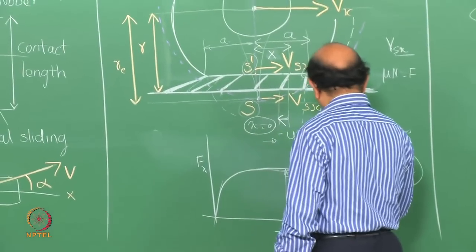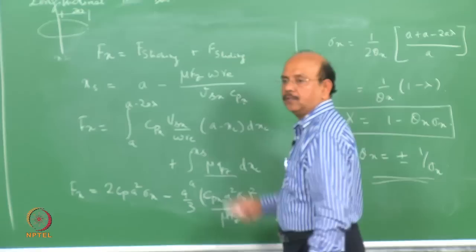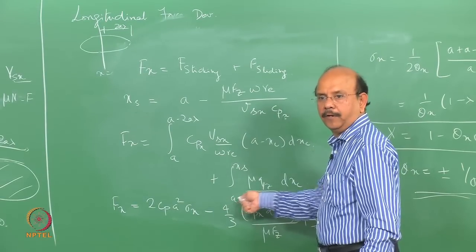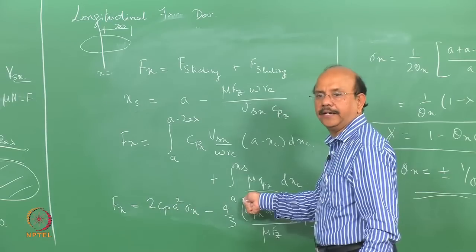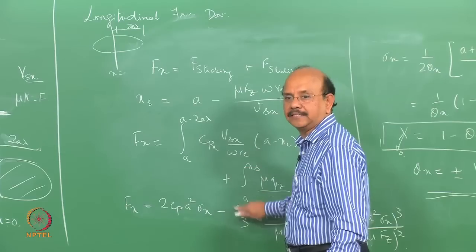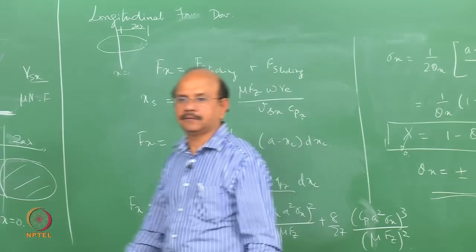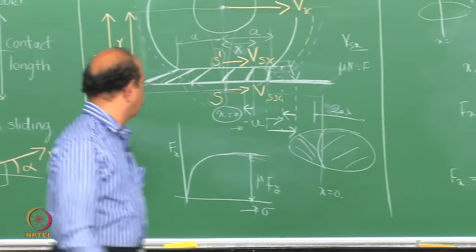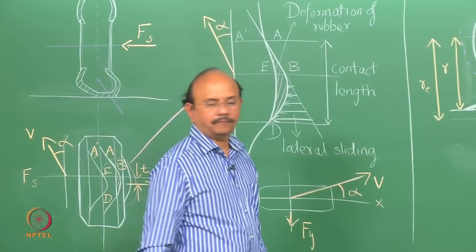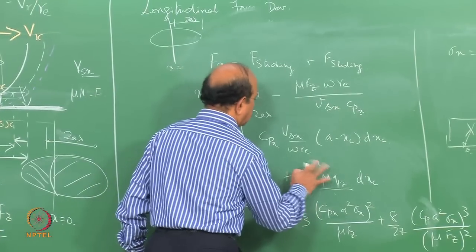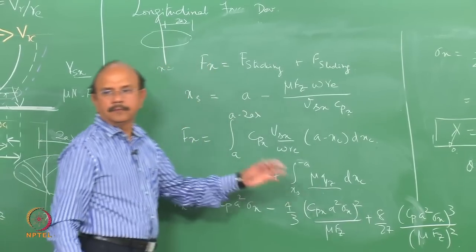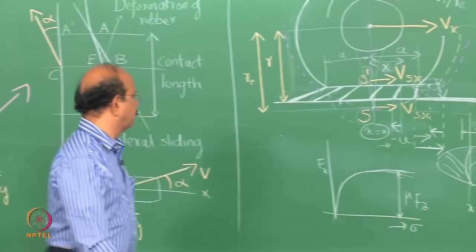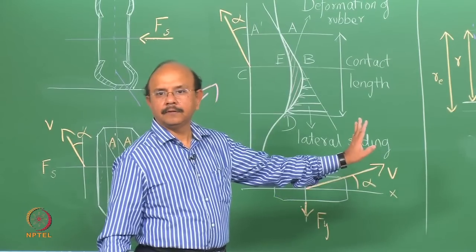So, at these points, we assumed that the force is given by mu qz per unit length dx, per an infinitesimal length dx, then we integrated it throughout. Actually, it is the integral from xs to minus a. Strictly speaking, I should write it like this. Xs to minus a. Right. Any questions? Clear? Okay.